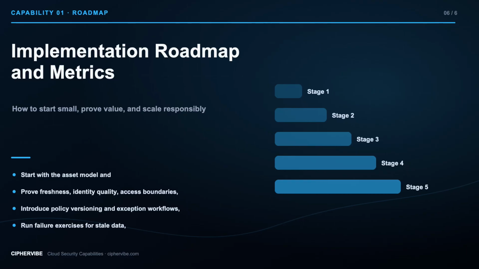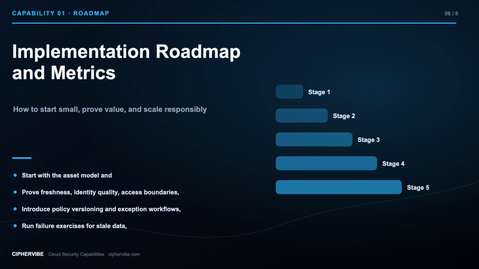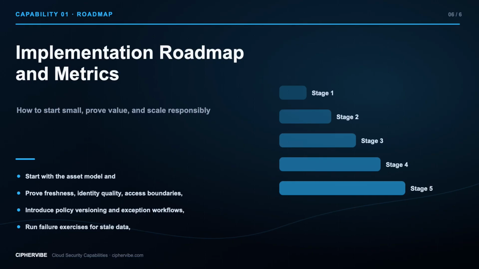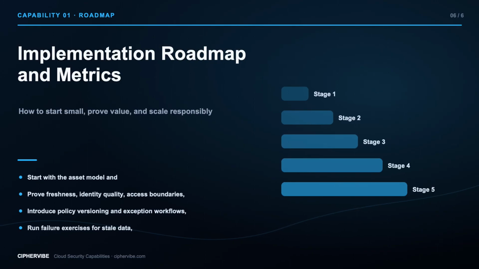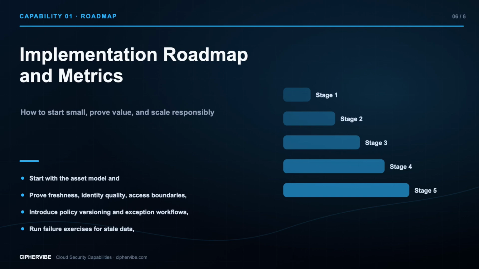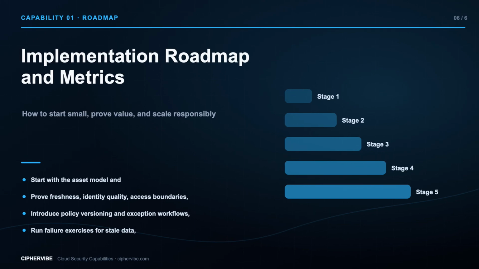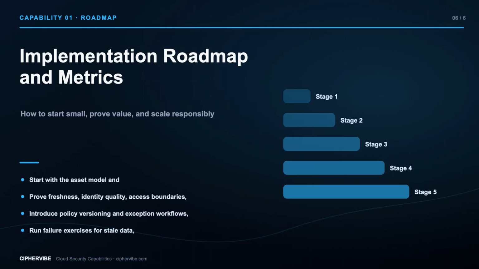Pair lagging indicators such as exposure age with leading indicators such as coverage, control health, exception expiry, and secure template adoption. Maturity means the organization can discover important risk, explain it, assign it, act safely, verify the result, and learn from recurrence. Review the roadmap quarterly.